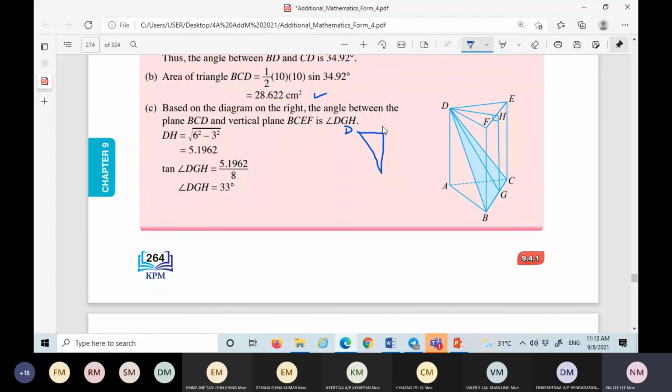Okay, so the D is here, the H is here, and the G is here. Here is the 90 degree. And then this is the angle that I want to find. Wait for a while.